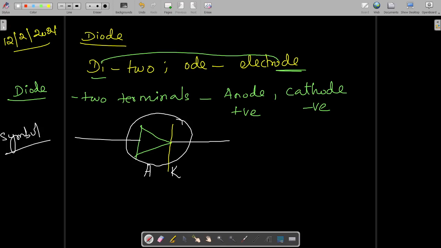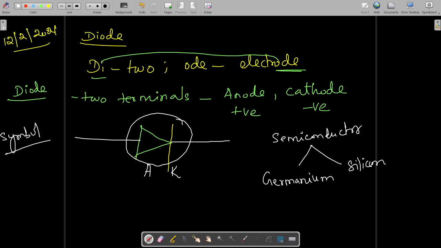This diode is actually made up of semiconducting material. Based upon the semiconducting material, we have two types. It can be made up of germanium or it can be made up of silicon. So you can have the germanium diode or the silicon diode.